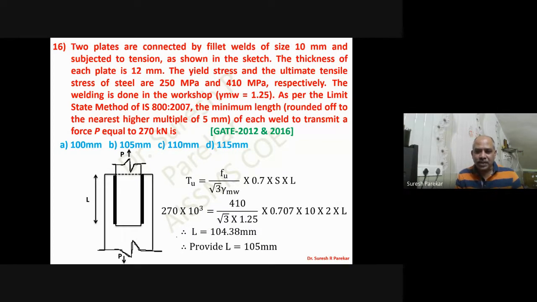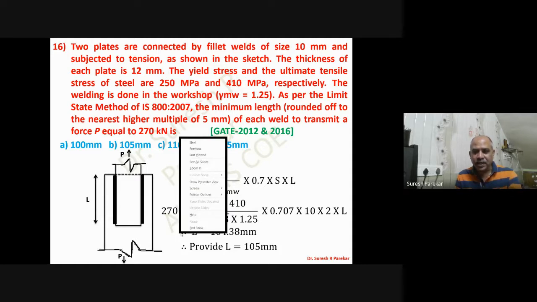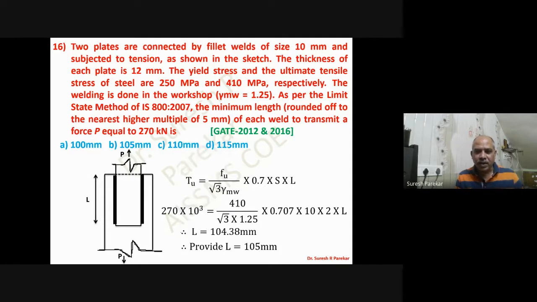So this is permissible stress. You can say this will be permissible stress, Fu upon root 3 gamma w. I'll mention this. You take this 0.7 or 0.707. So by 0.7 you will get 102 something, and by 0.707 you will get value of L as 104.8 millimeter. So we have to provide 105. So option we have B.